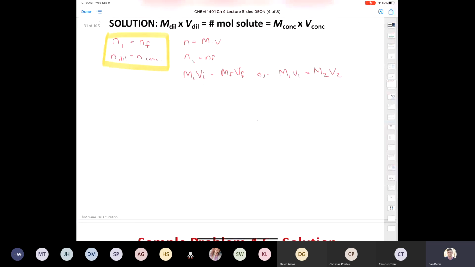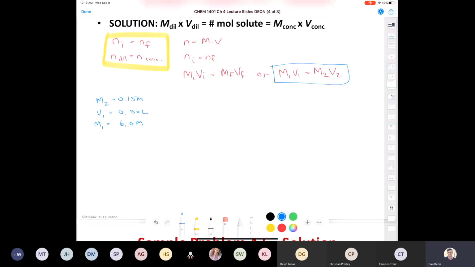We know from the problem that we want to make isotonic saline. So we know that we want our M2 to be 0.15 molar. That's what we want to make. We know that we're starting out with an initial volume V1 of 0.80 liters, and our initial molarity M1 is 6.0 molar. Now look, we're going to use this formula and solve for the volume that we need. You should be able to take this formula and say that V2 is going to be equal to M1 times V1 over M2. Like that.